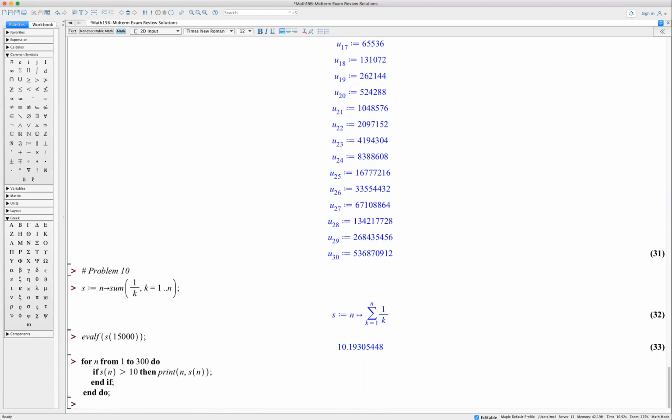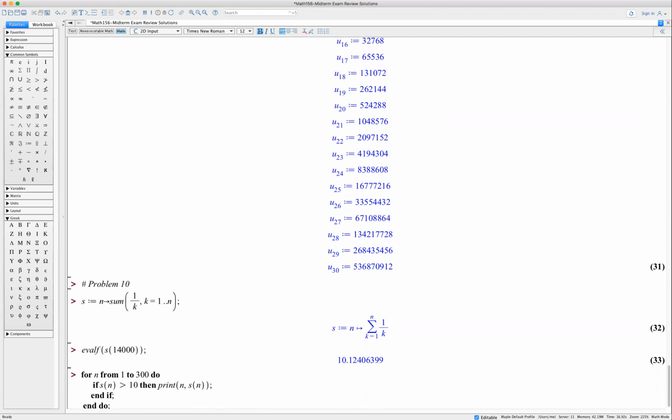What about 14,000? Still bigger than 10. What about 12,000? 9. What about 13,000? 10. So the number is between 12,000 and 13,000. What about 12,500? So the number is somewhere between 12,000 and 12,500.